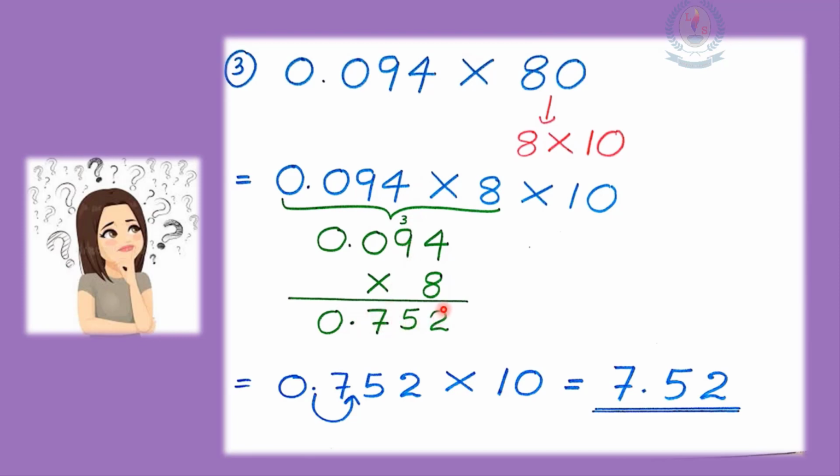But this is not the correct answer, since we have to multiply that one by 10. Right, then 0.752 should be multiplied by 10. As we learned in decimal multiplication, we have to take the decimal place to the right-hand side by 1 digit here. So the answer is 7.52.